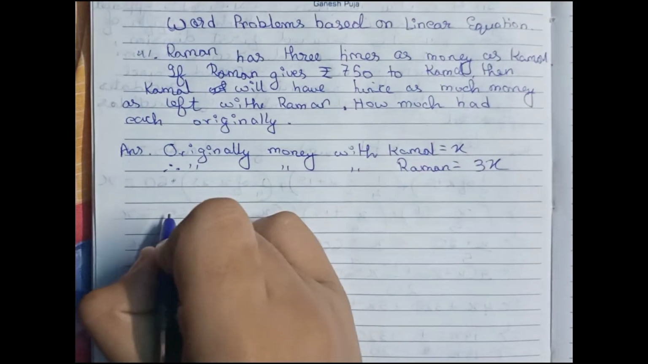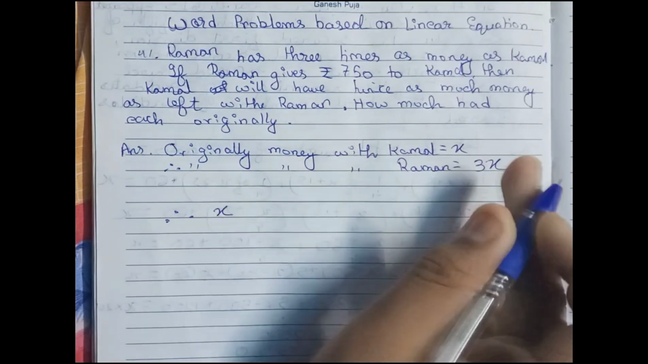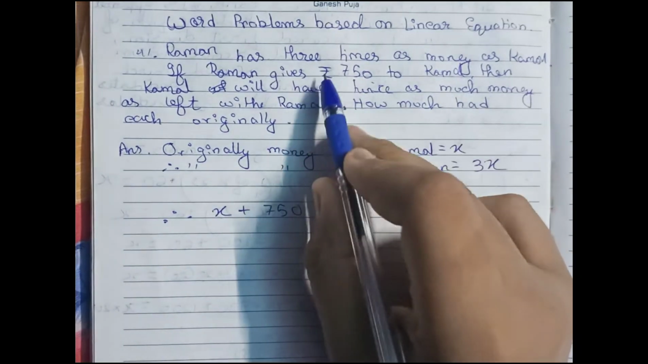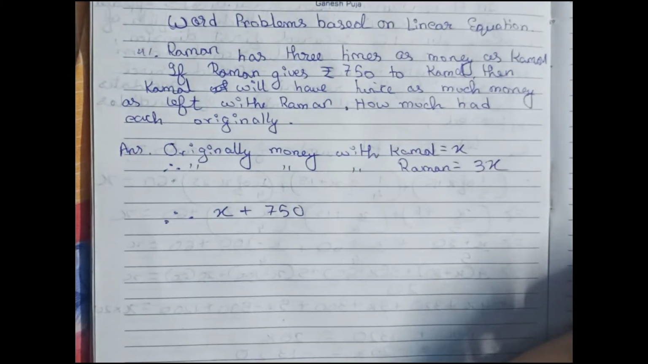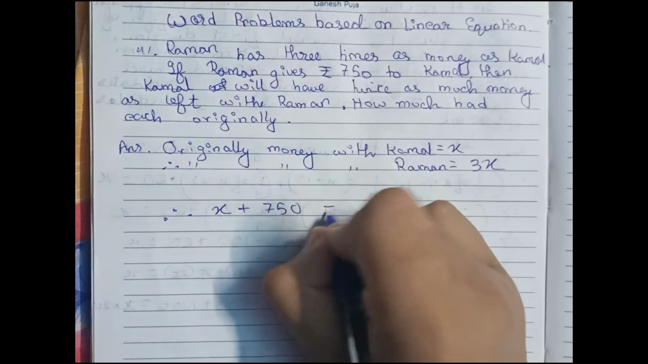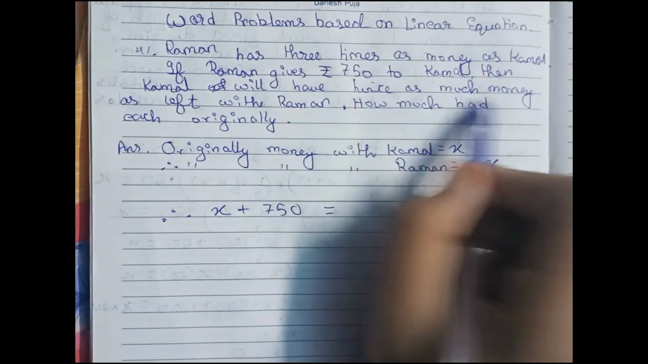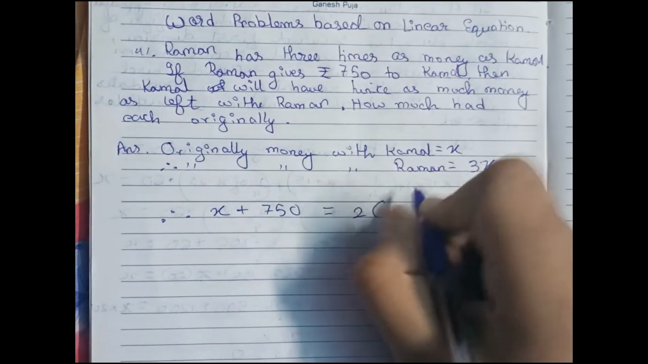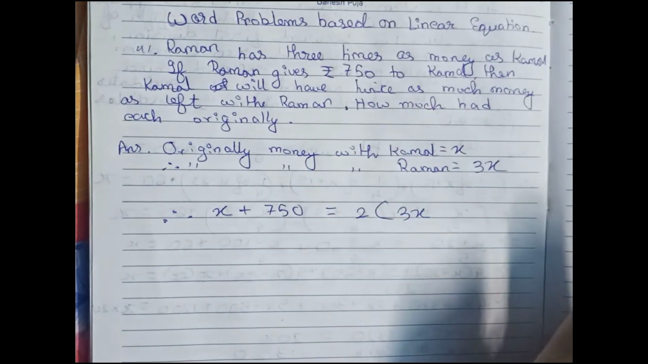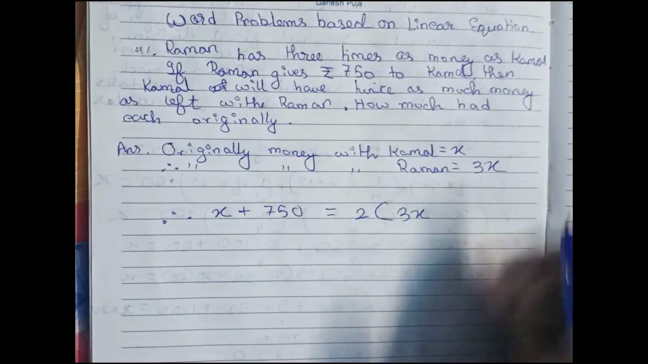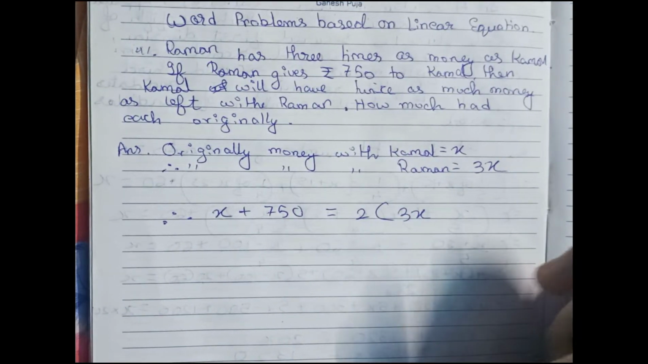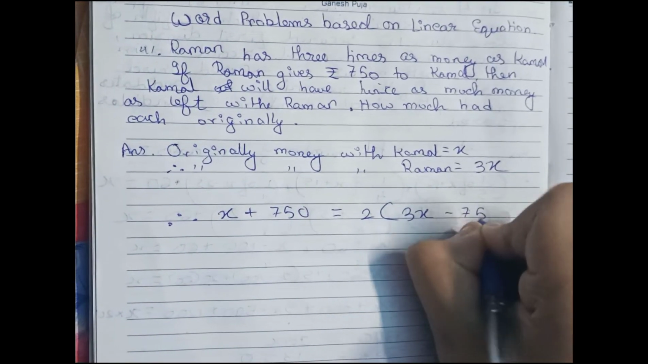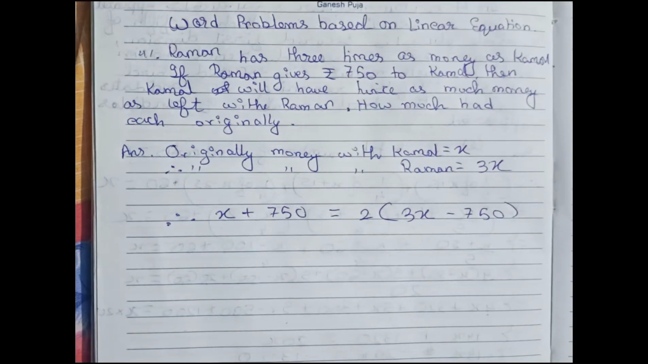So now I frame out equations like this. So first write x, that is the originally money with Kamal, plus 750, as Raman is giving rupees 750 to Kamal, so there will be an increase in the money with Kamal. Is equals to, it is given in the question that he has twice as much money as left with Raman. So twice and 3x. So as Raman is giving rupees 750 to Kamal, then from his net amount rupees 750 will be deducted. So it will be 2 into 3x minus 750. So this is our equation.